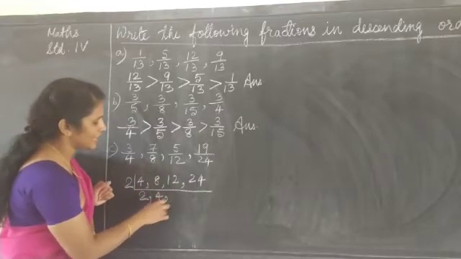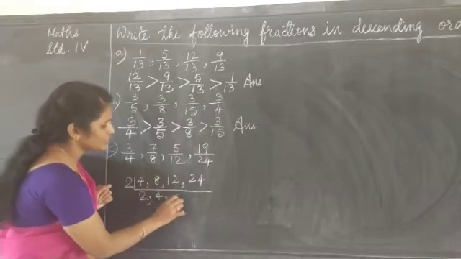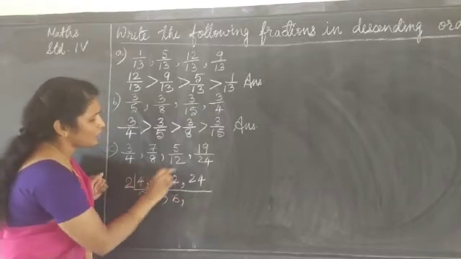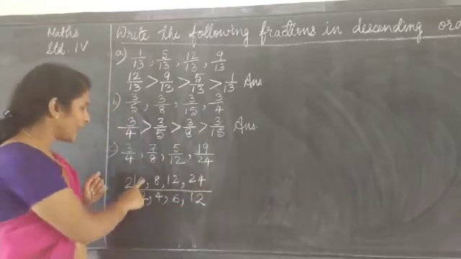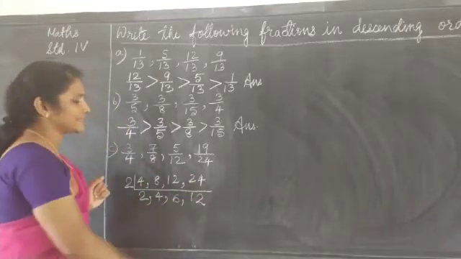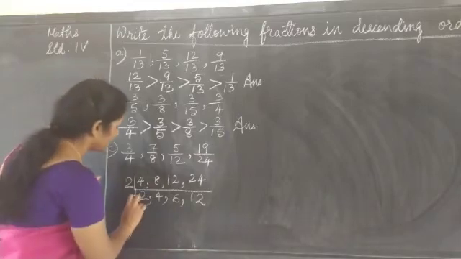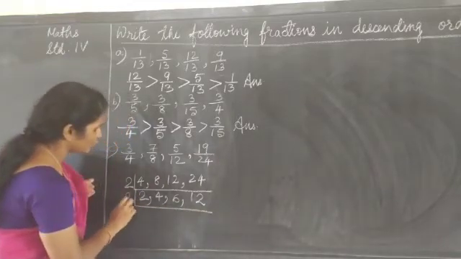2 4s are 8. How many 2s are 12? 2 6s are 12. How many 2s are 24? 2 12s are 24. Again 2, 4, 6 and 12 are divisible by 2. We will continue the process.